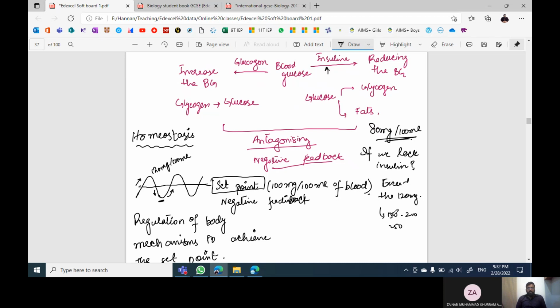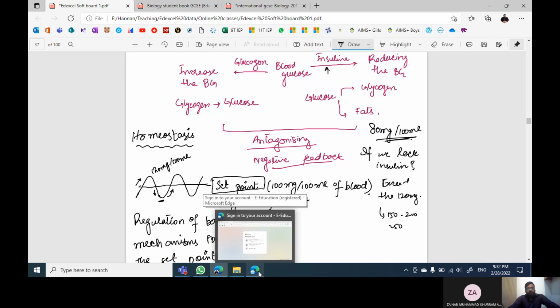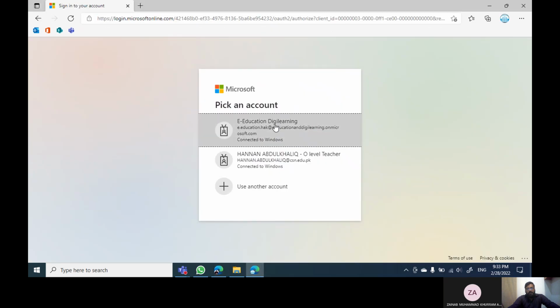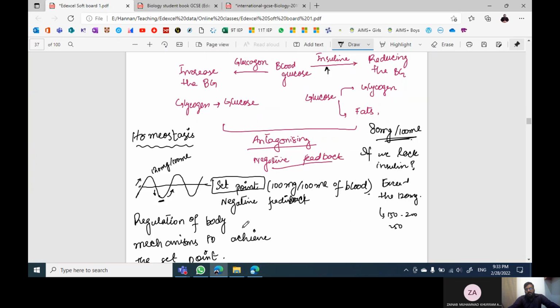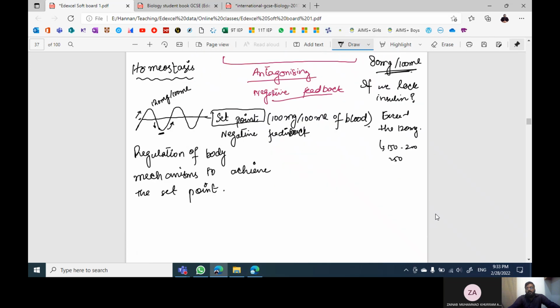Okay, let me ask, have you heard about the random glucose test and the other one, the fasting glucose test? Yes, I've heard about it. The amount that I am telling you right now, 80 to 120, is for fasting. It's not for random. For random, it should not exceed 200.